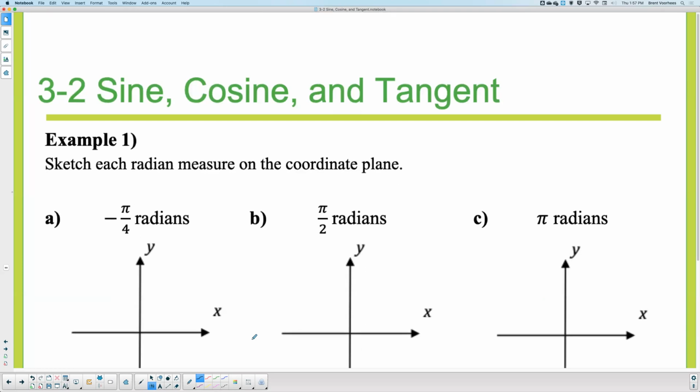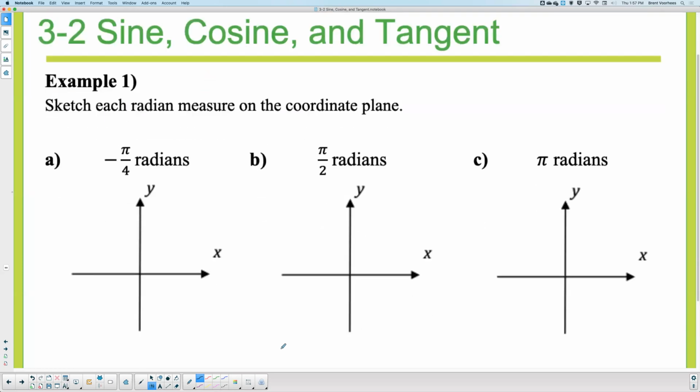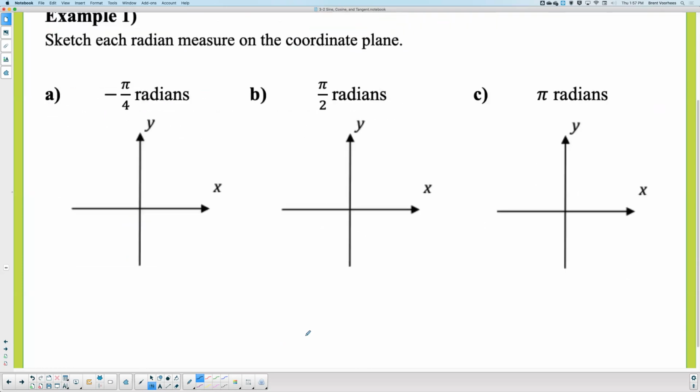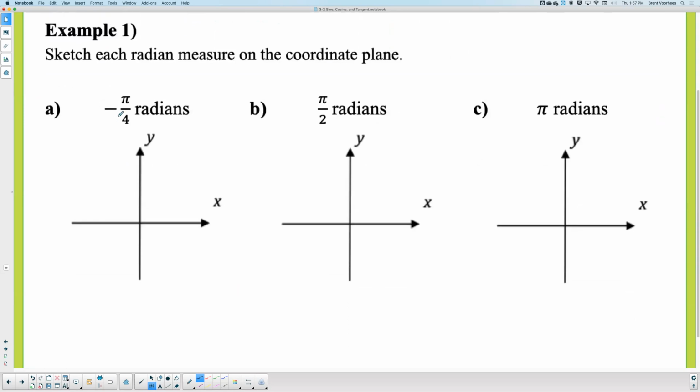First thing we're going to do is sketch each radian measure based on these little coordinate planes. So the first one up is negative pi over 4 radians. Now, what some students need to do early in the year until they really figure this out is to convert it to degrees. If you are going to convert to degrees, here's how you would do so.